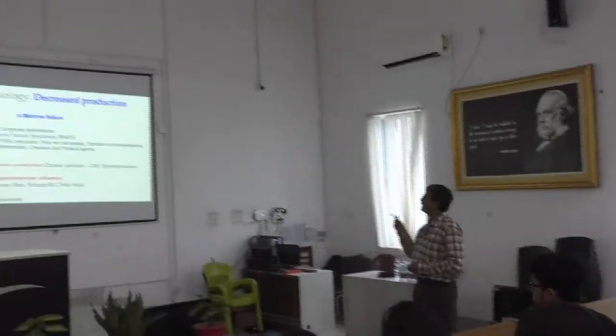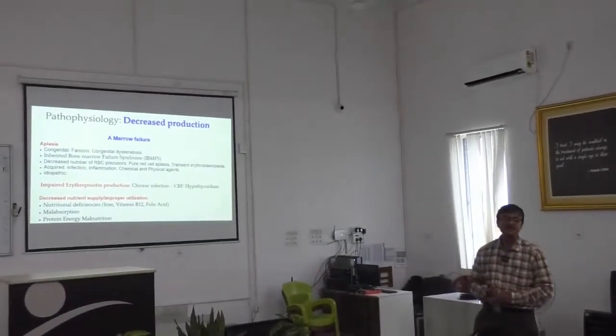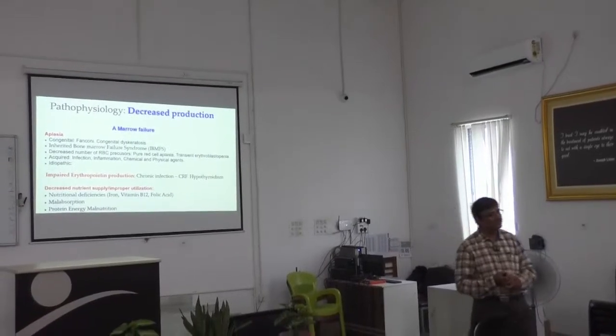So the first one is marrow failure. It may be due to aplasia, which may be congenital, like inherited bone marrow failure syndromes. I will tell you this briefly in 1-2 lines, you don't need more. In iron deficiency anemia, there is a decreased number of RBC precursors, the material itself is not there, so how will it be made? So that happens in pure red cell aplasia or Diamond-Blackfan syndrome, and transient erythroblastopenia of newborn or infancy.